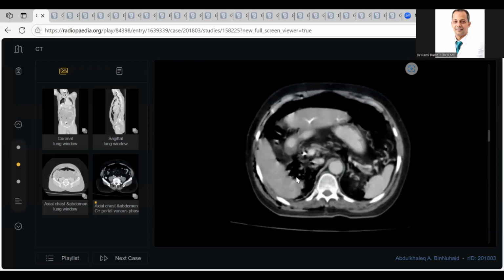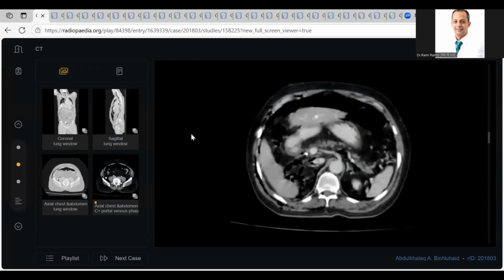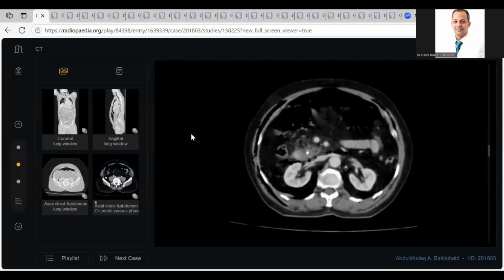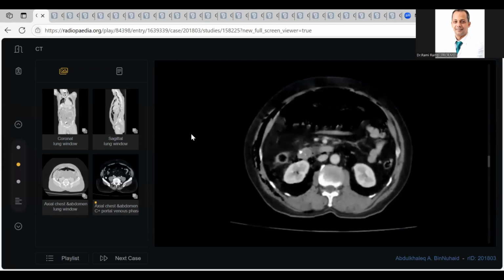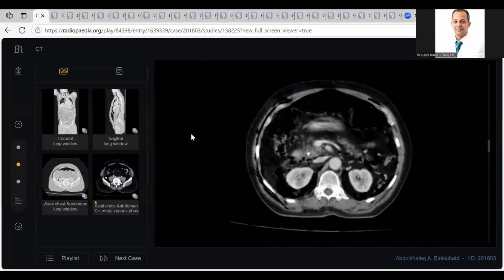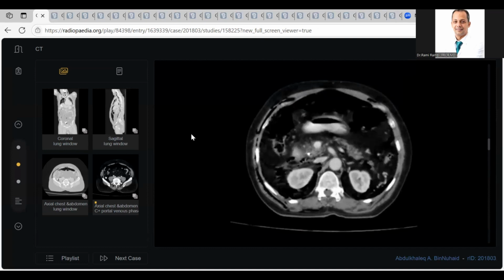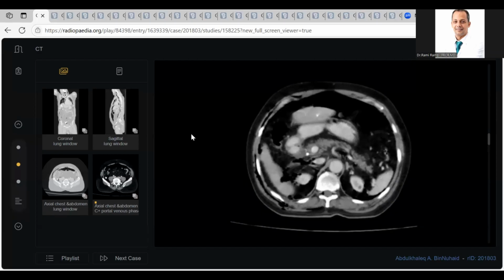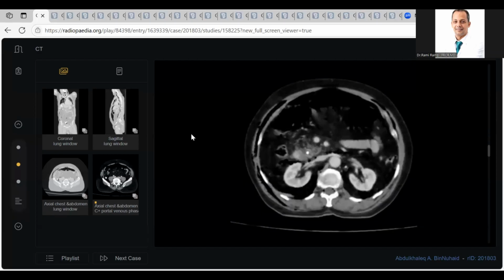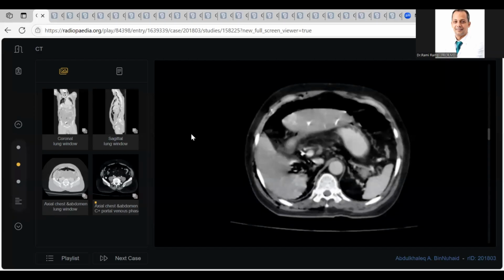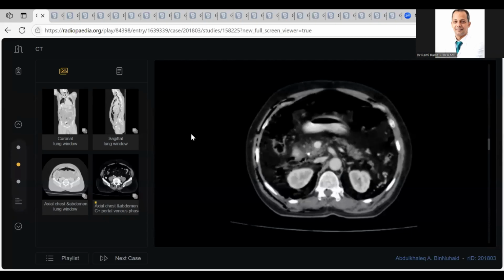Some perforation of the cystic duct or CBD. One organ must be involved. Other than that, there is a focal area of thickening in the duodenum, so this could be because of duodenal perforation also.